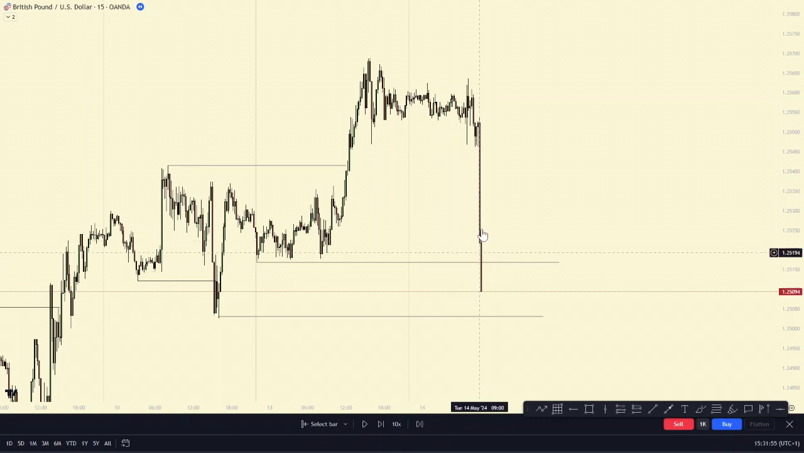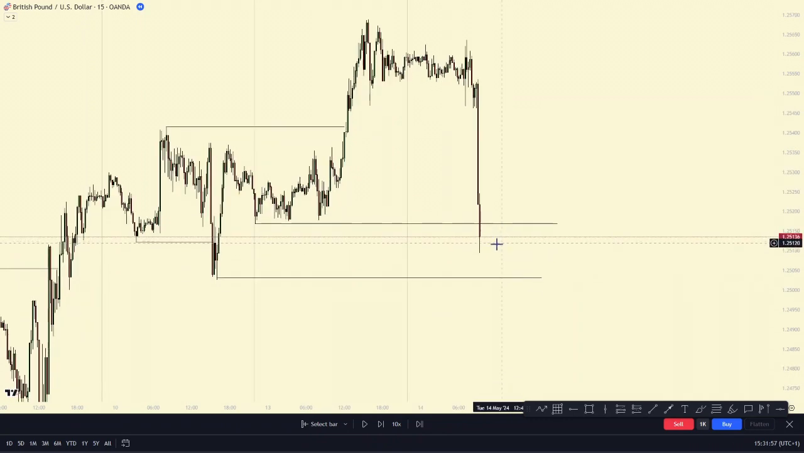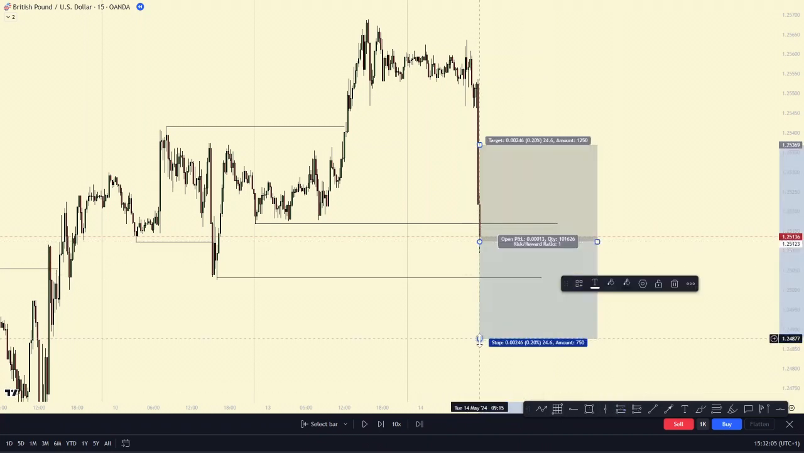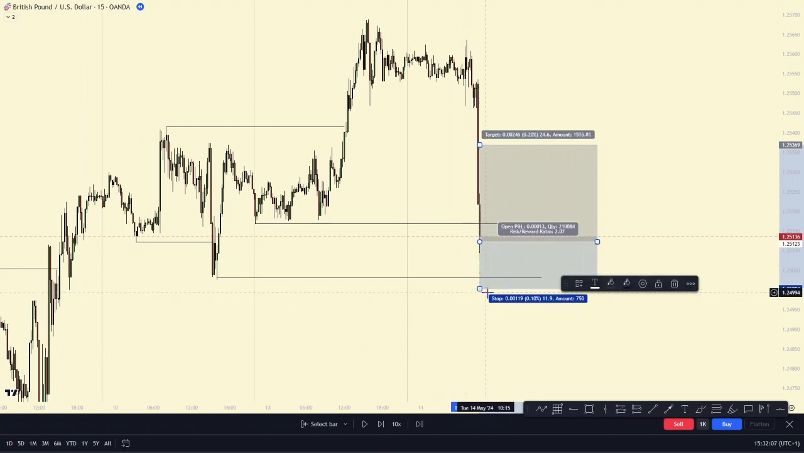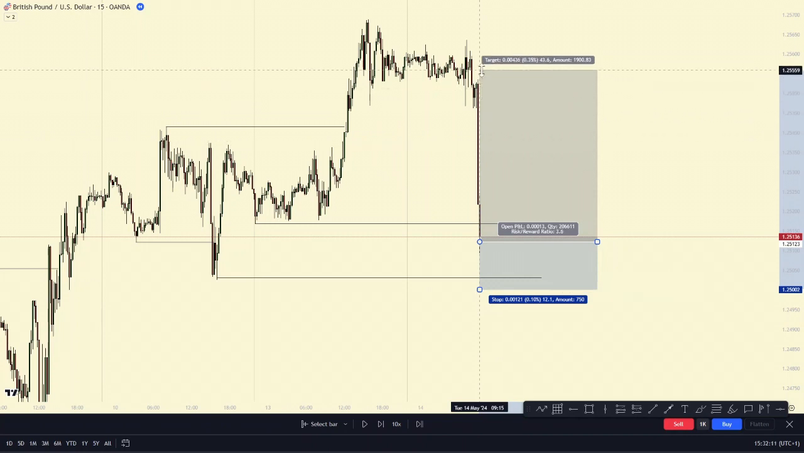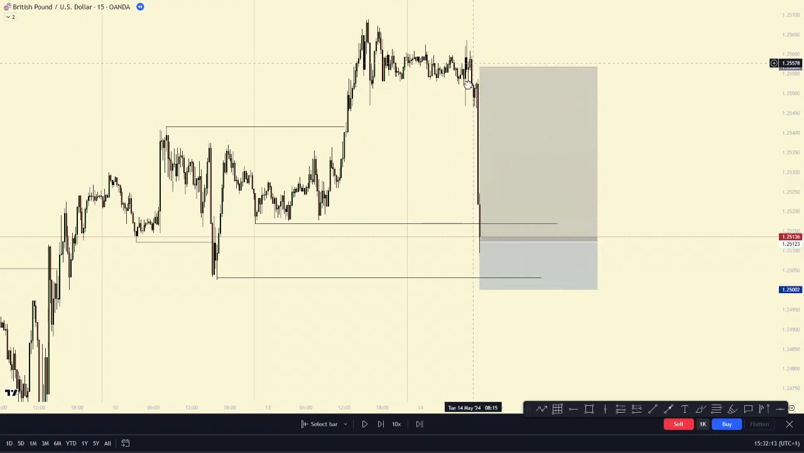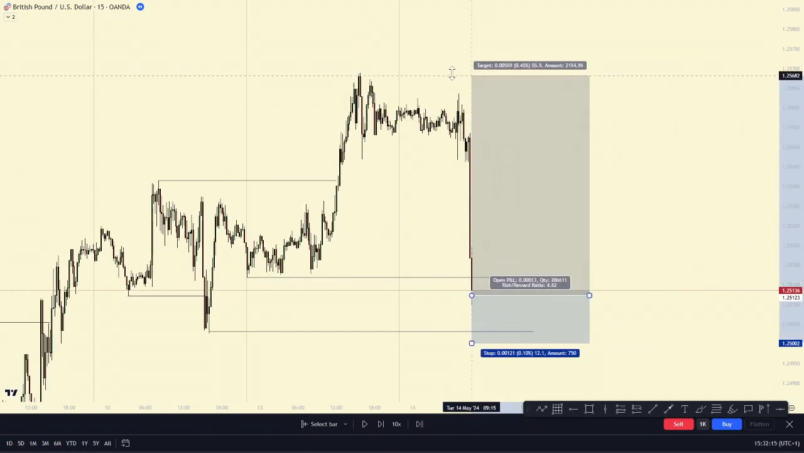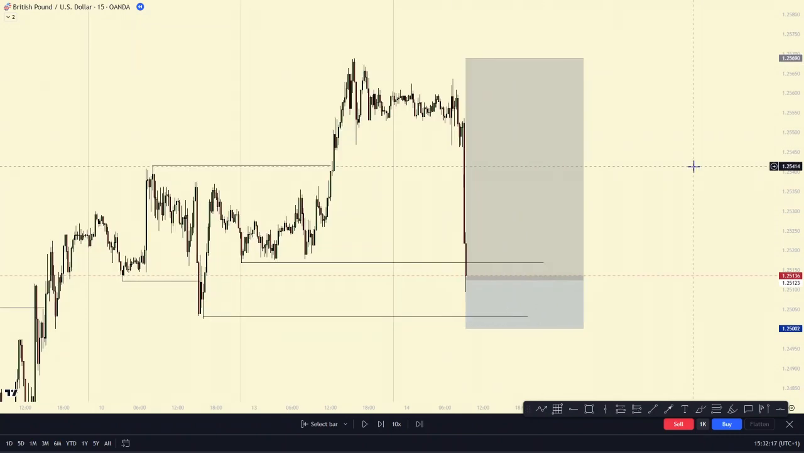Price swept that liquidity. But while this candle was still printing, I got in at this point around here, and I had a 12 pips stop loss below here. I was targeting these highs for 1 to 4 around that range.